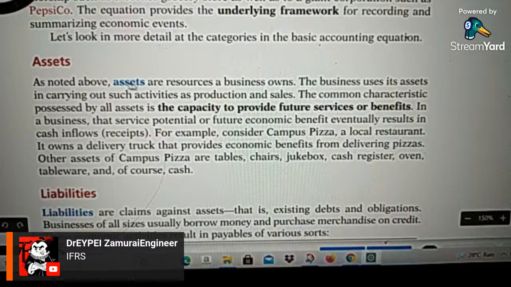Okay? Assets are those resources that the company owns. So it adds positive value to the company. It increases the value of the company. Okay? That is what do you mean by asset.